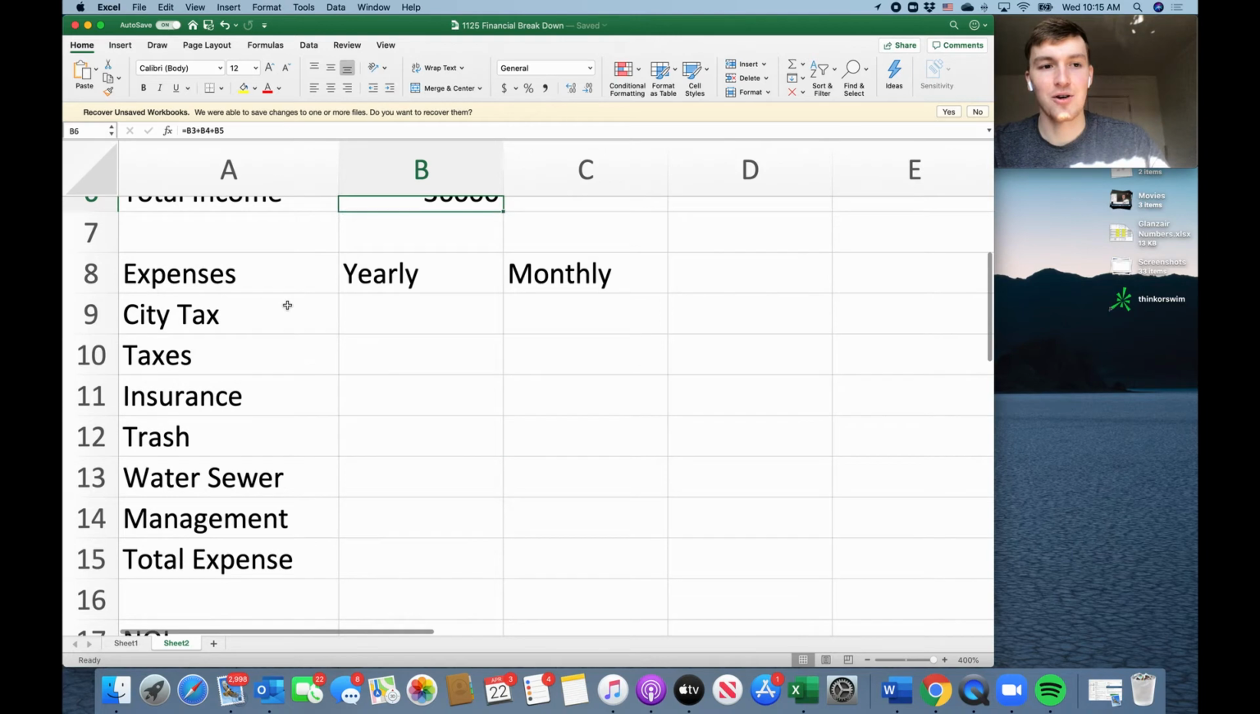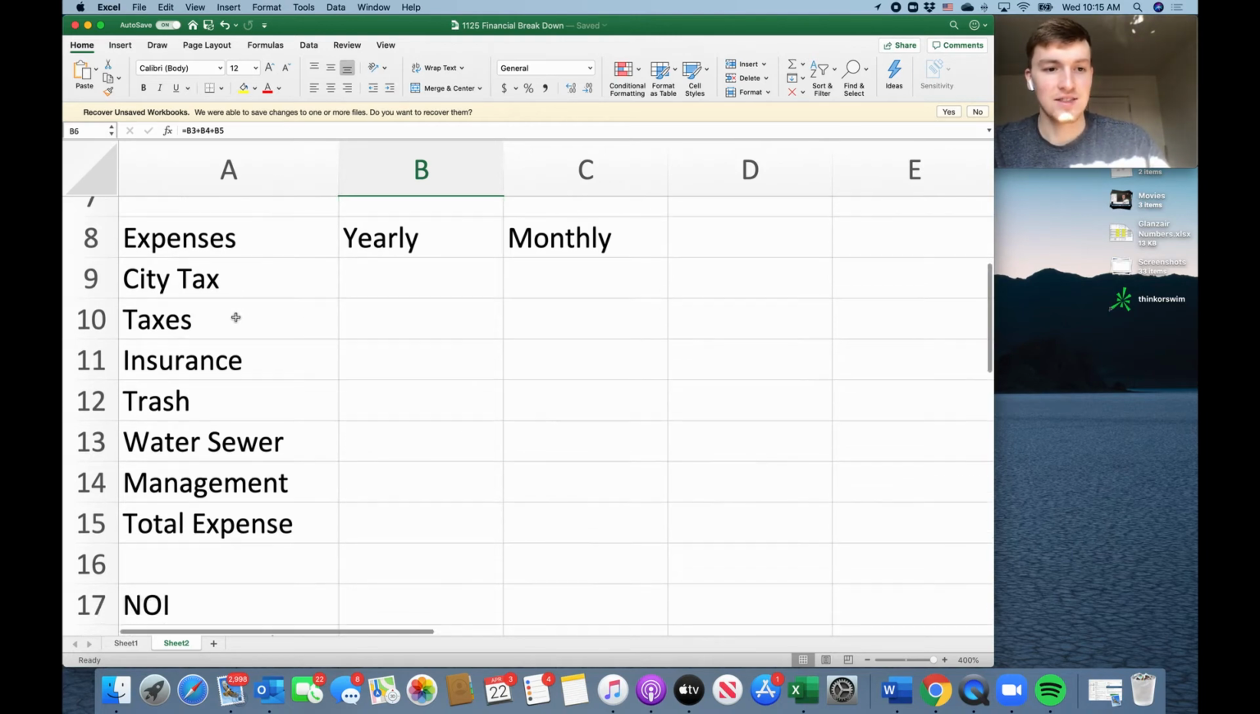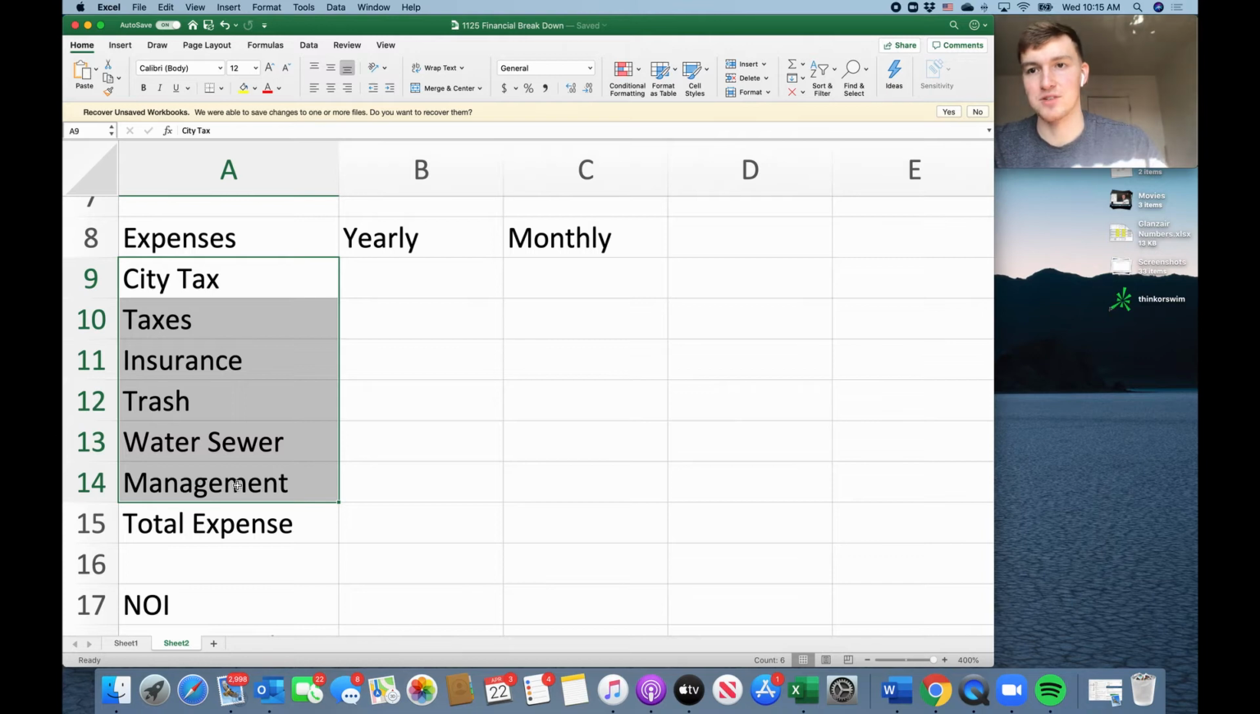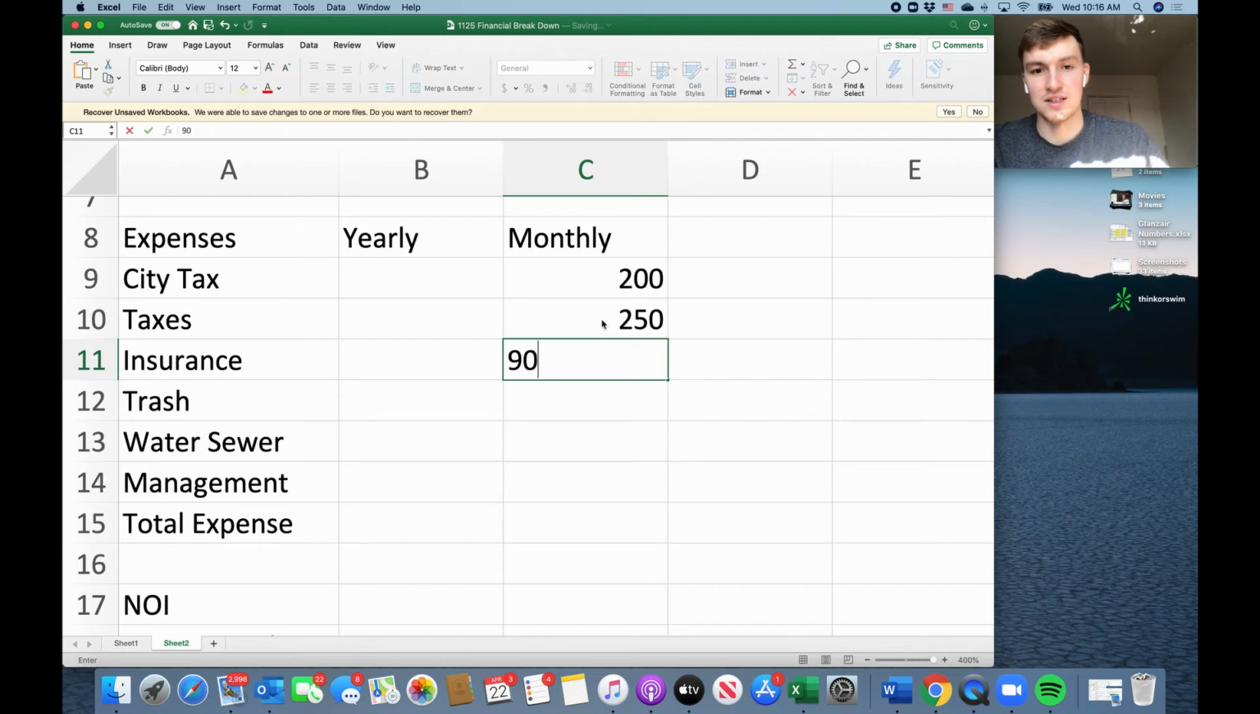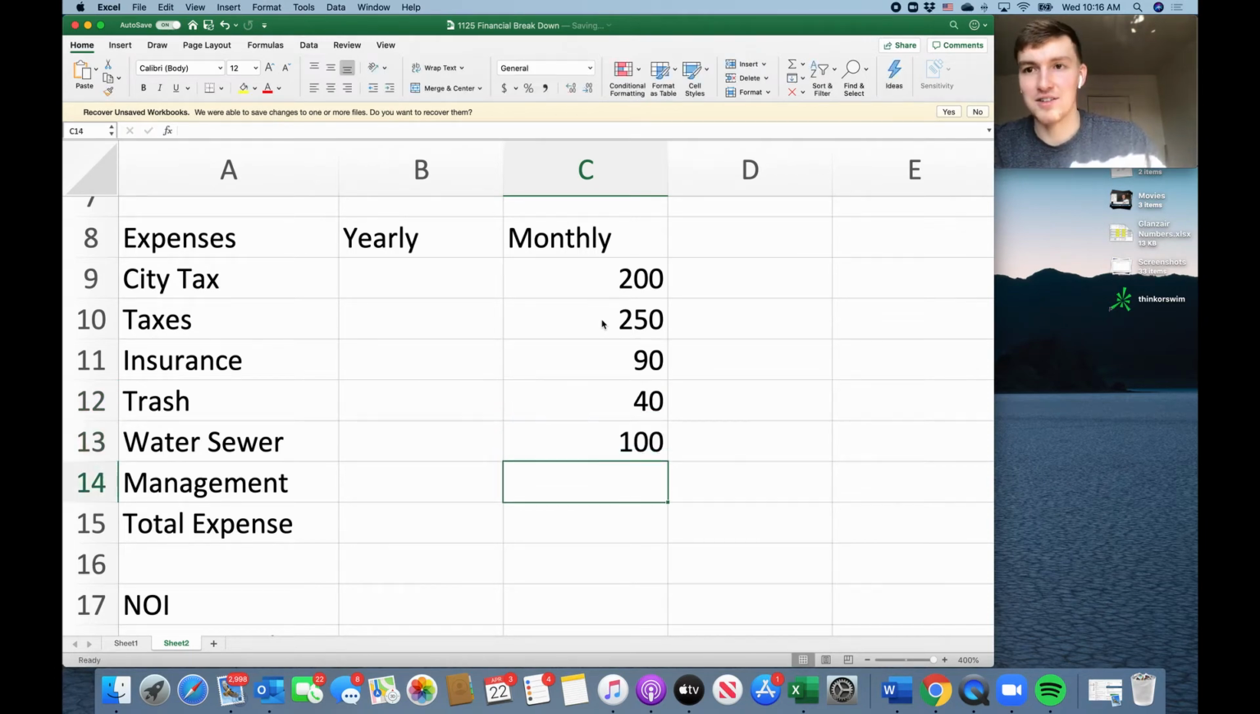What we're going to do is calculate the expenses on this house, okay? And these are just simple ones, there's more expenses. I'm just putting in these here, okay? So let's just make up a number. Let's say the taxes on this property are $200 a month, okay? And let's say the city taxes, your property taxes, all that. Let's say that's another $250 a month. Insurance, let's say, is $90 a month. Let's say trash is $40 a month. Let's say water and sewer is $100 a month. Obviously, I'm making these up. And let's say management, normally there's calculations for management, I'm going to just make up another number, and we're going to say it's 50, okay?